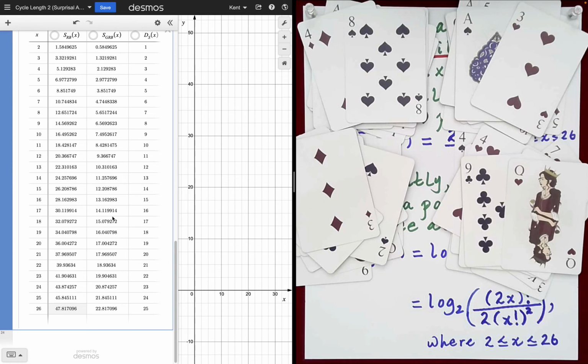So let's take a look then. I had the entire deck set up as red, black throughout. I performed a Gilbreath shuffle.